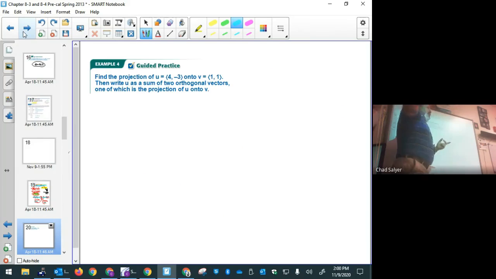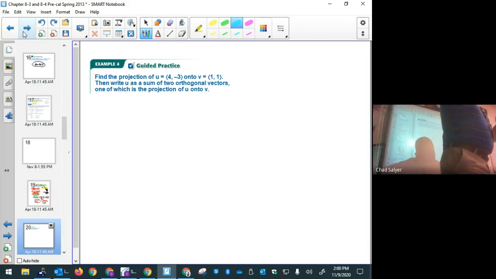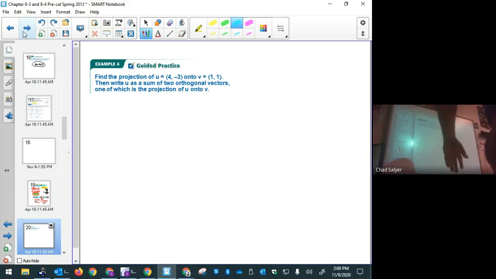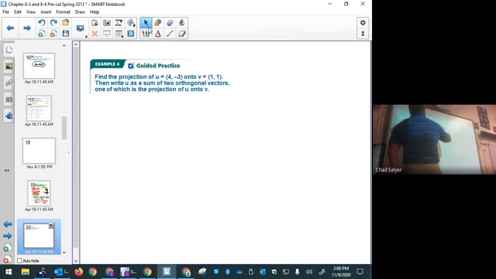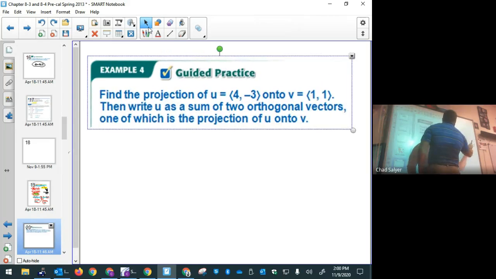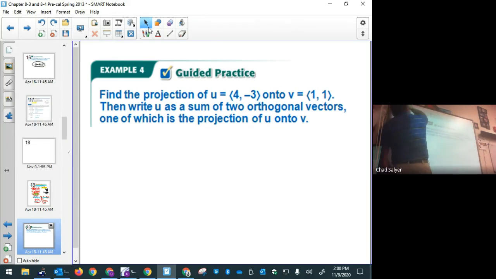So far, you've learned how to take the dot product. You've learned how to find the angle between two vectors. And you've learned how to find the projection of one vector onto another. Those all will be represented on a quiz or a test. So we'll just work through this one together real quick.